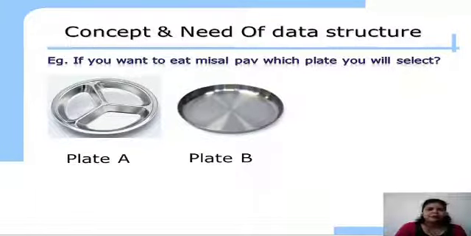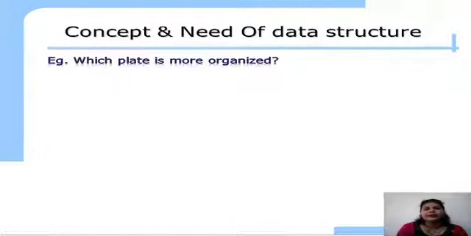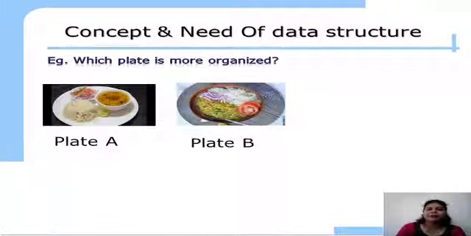Why? Because in plate A there are three compartments, so you can keep each thing separate. For example, you keep your misal gravy separate, you keep your pav separate. Okay. So another real time example is, which plate is more organized? Plate A or plate B? Both of our plates have the same menu, that is dal, rice and raita or salad. So which one is the more organized? If you compare, plate A is the more organized because for dal and for salad they are providing you the bowl.